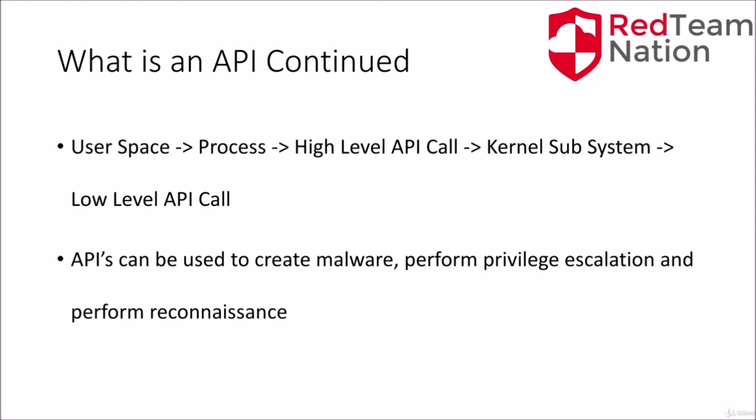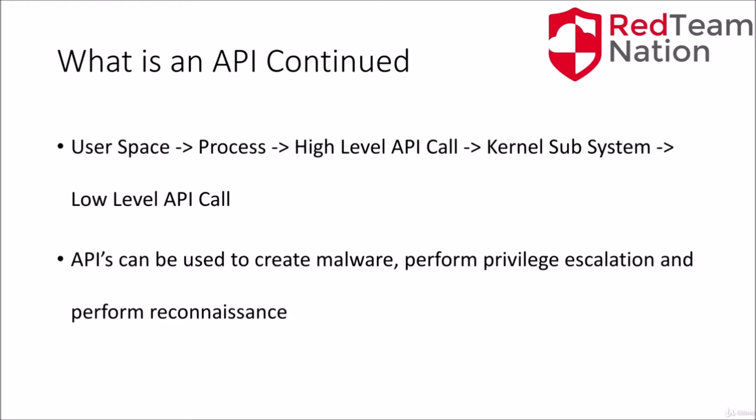Now, when that process needs to do something, let's say Notepad needs to open a file, it needs to issue a high-level API call, which is what we are focusing on in this course, which then calls to the kernel subsystem or the Windows subsystems, which in turn call their own low-level APIs, which we're not going to be going over, but just keep in mind that it does exist.